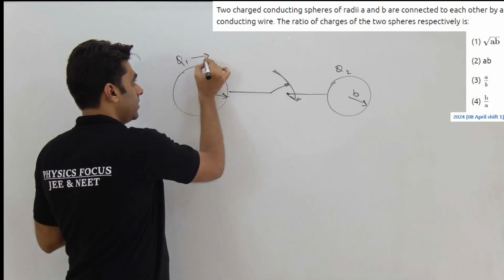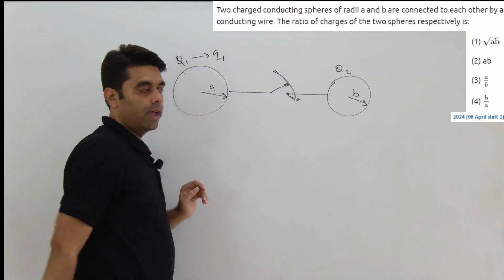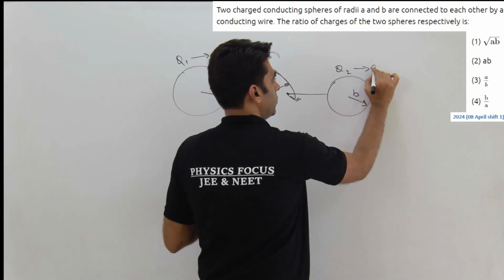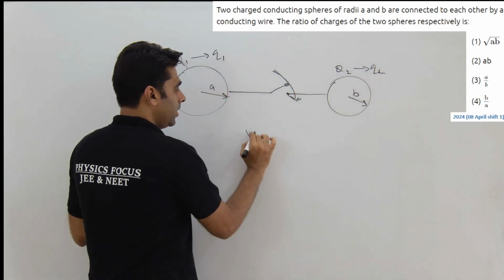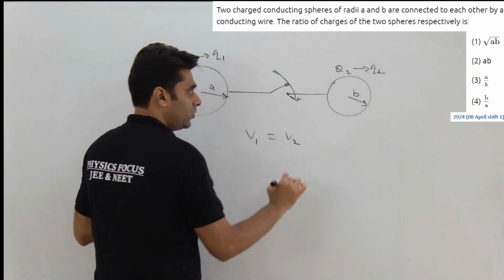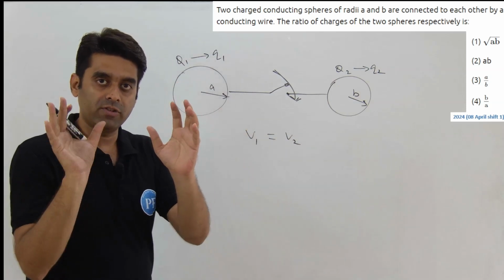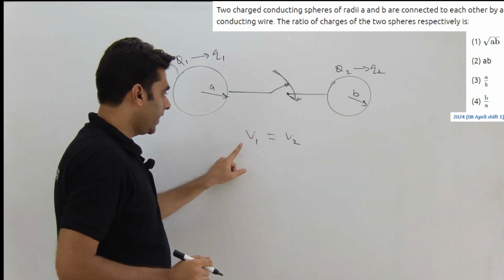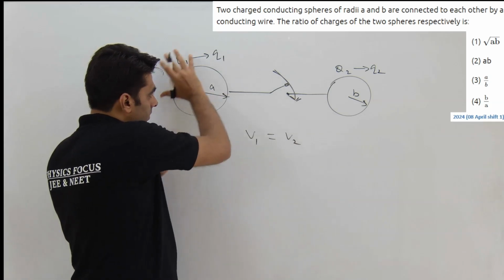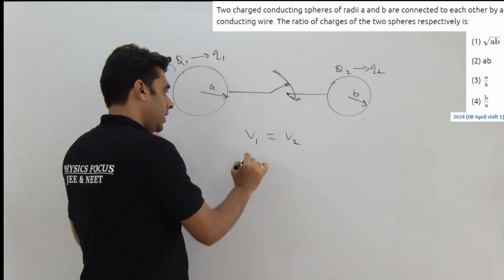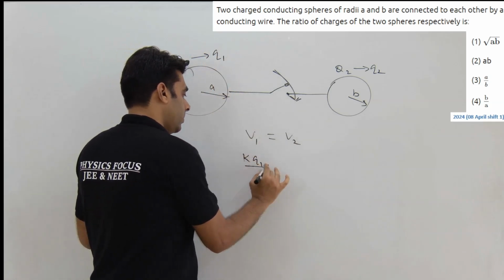So let's say that the charge over here becomes small q1 and the charge on this one comes out to be small q2. Ultimately, the charge distribution will take place until the potentials become equal. So finally V1 will be equal to V2. What can we say about the potential of this? It can be written as k q1 by A.